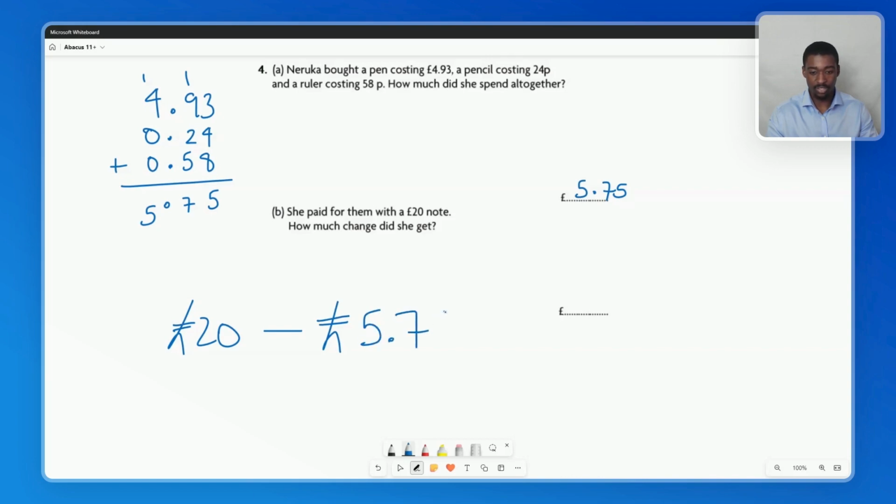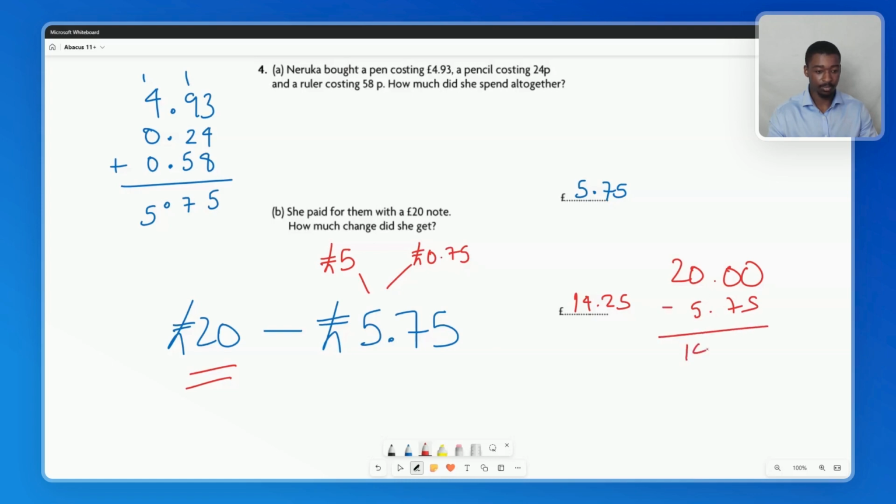So £5.75. So how can we do this? We can use our mental maths here and split it up into 2 different subtractions. Why? Because we know £5.75 in our head, right? It's just £5 and then 75p. So we can start by doing £20, right? Minus the £5, which is £15. Then we have £15 minus 75p, which is £14.25. And this is way quicker than doing column subtraction here, although it will give the same answer.